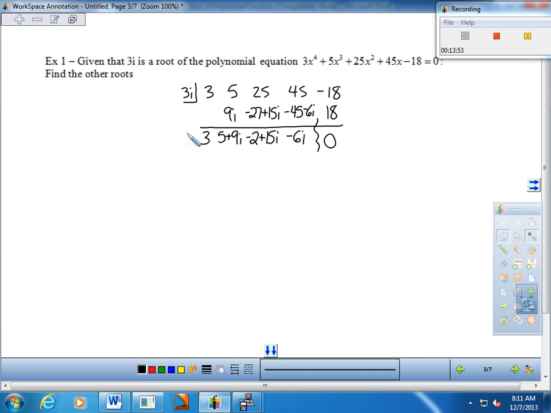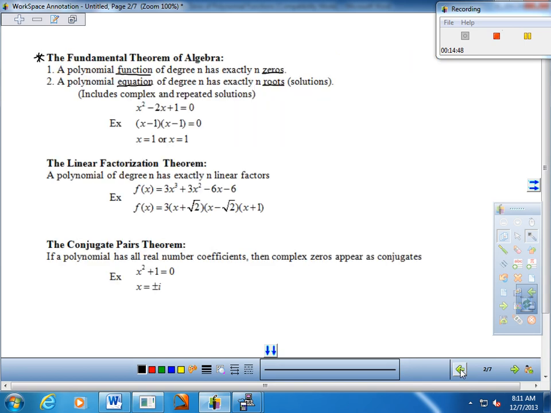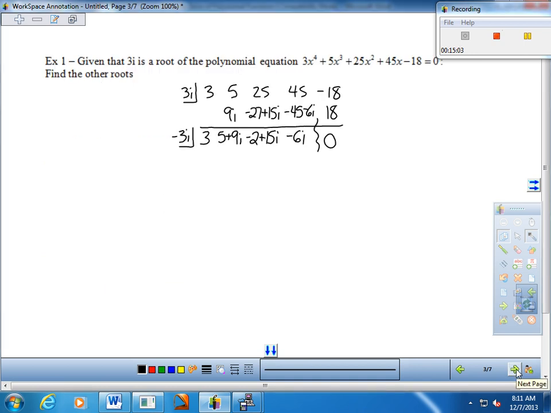And if you think about it, if 3i is a root, then negative 3i is also a root. Because, here, let's go back to it really fast. Conjugate pairs theorem right here, everybody. If a polynomial has all real number coefficients, which ours did, complex zeros, which we have, always appear as conjugates. And so if 3i was a root, then negative 3i, its conjugate, has to be a root as well. And so now we're ready to roll.